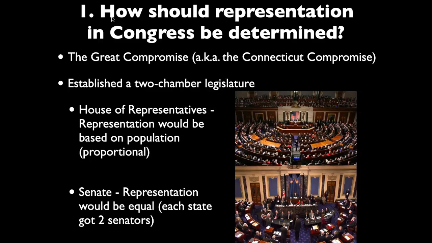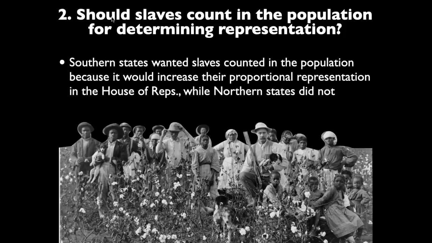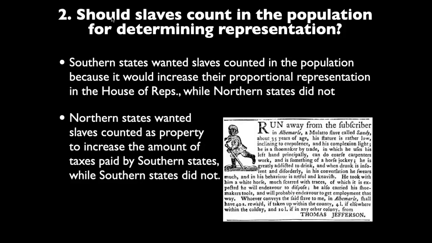It's based on equality. The other big question that they had to answer was, should slaves count in the population to determine representation? Now, in the South, they definitely wanted slaves to count because this would give them more representatives in the House. The northern states, of course, wary of increased political power that the South would have with this plan, did not want this to happen. But they did want slaves to count when it came to counting for reasons of taxation, because this would mean the southern states would have to contribute more taxes.